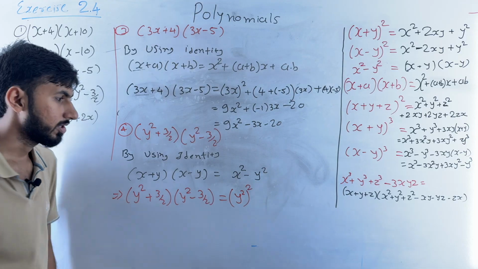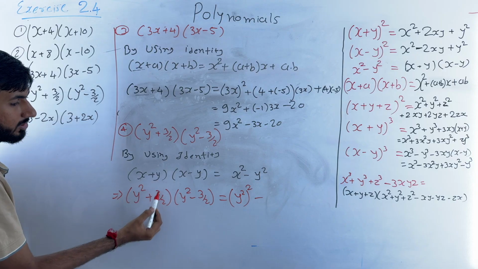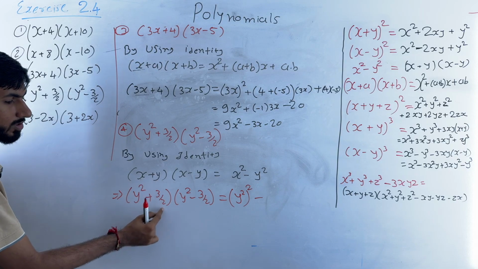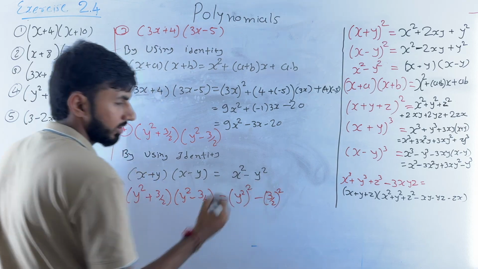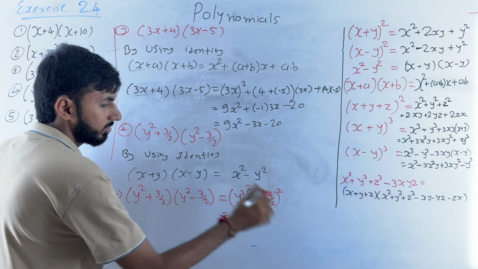So y square, square. Now minus y square. What is in place of y in this question? y is equal to 3 by 2. You have to just compare both, right? So y is equal to 3 by 2. Now 3 by 2 square, right? x square minus y square. So I have just put in the value.